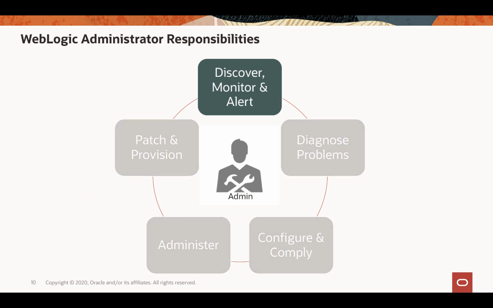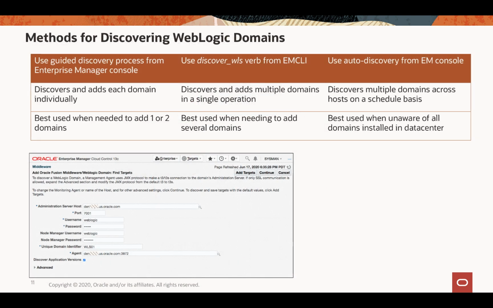Starting from the monitoring. And the first step to the WebLogic monitoring is to discover the targets. And there are multiple ways to do so in Enterprise Manager. The first option is to use the guided discovery process from Enterprise Manager console. This method discovers and adds each domains individually, so it is the best used if you only want to add one or two domains one by one.